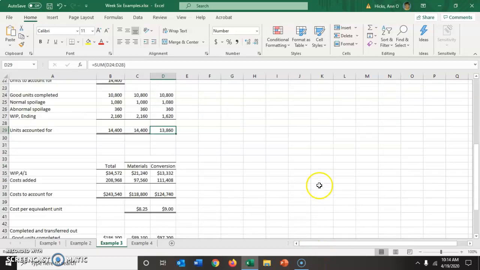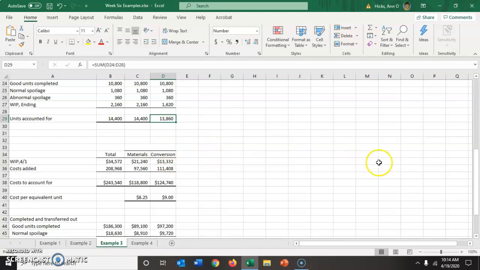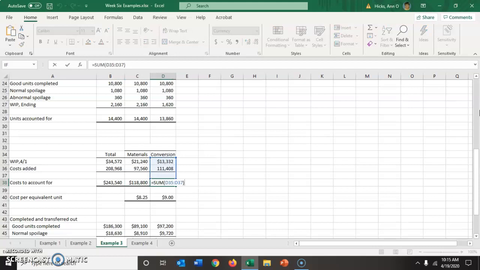The next couple of steps are exactly the same as we did before. We will take our total costs, so we have our costs from beginning inventory, and we have the additional costs that we added during the month. We will total those up, which gives us 118,800 for materials, 124,740 for conversion costs, and we will calculate our cost per equivalent unit.